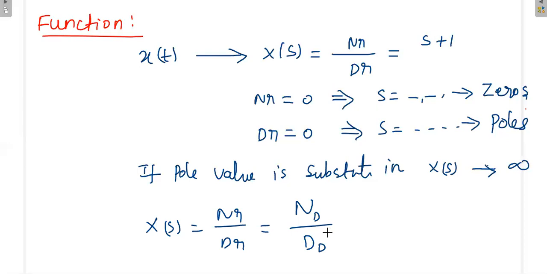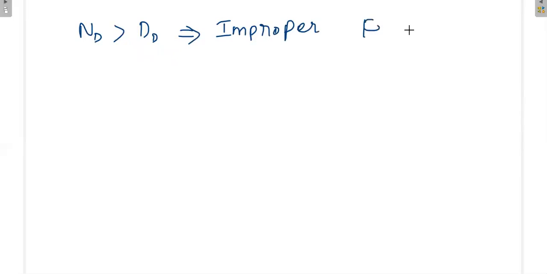In some cases, the degree of the numerator may be greater than the degree of the denominator. Then that function is called an improper function. Suppose the degree of the numerator is equal to the degree of the denominator, then that function is called a proper function.